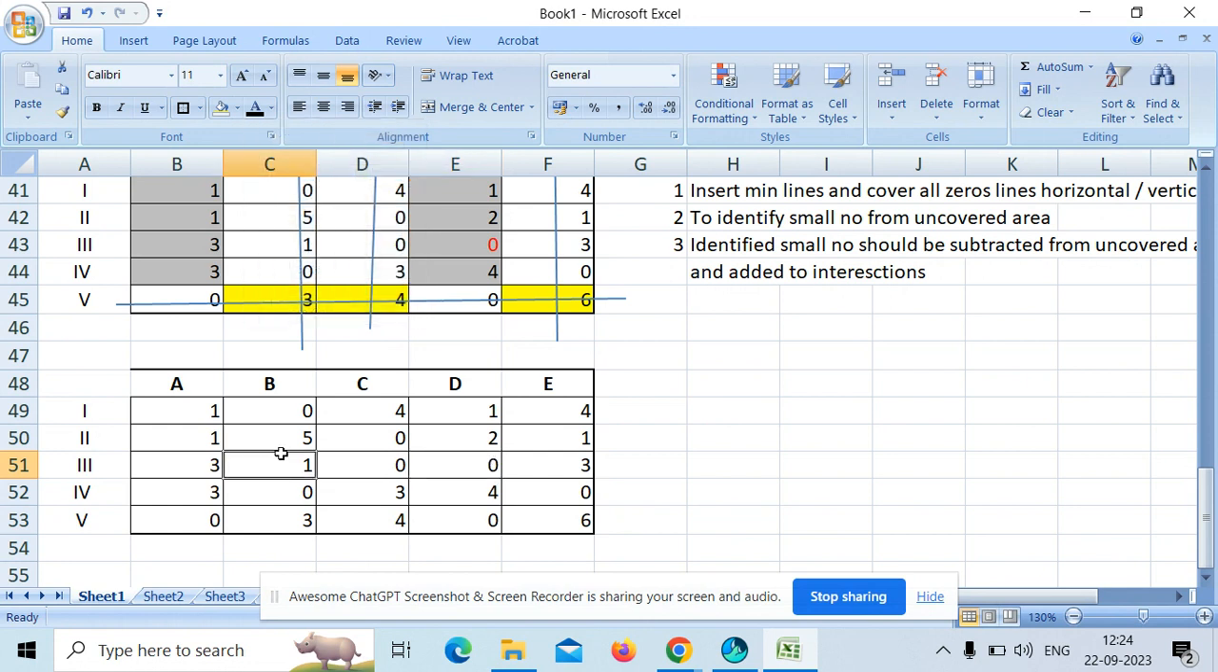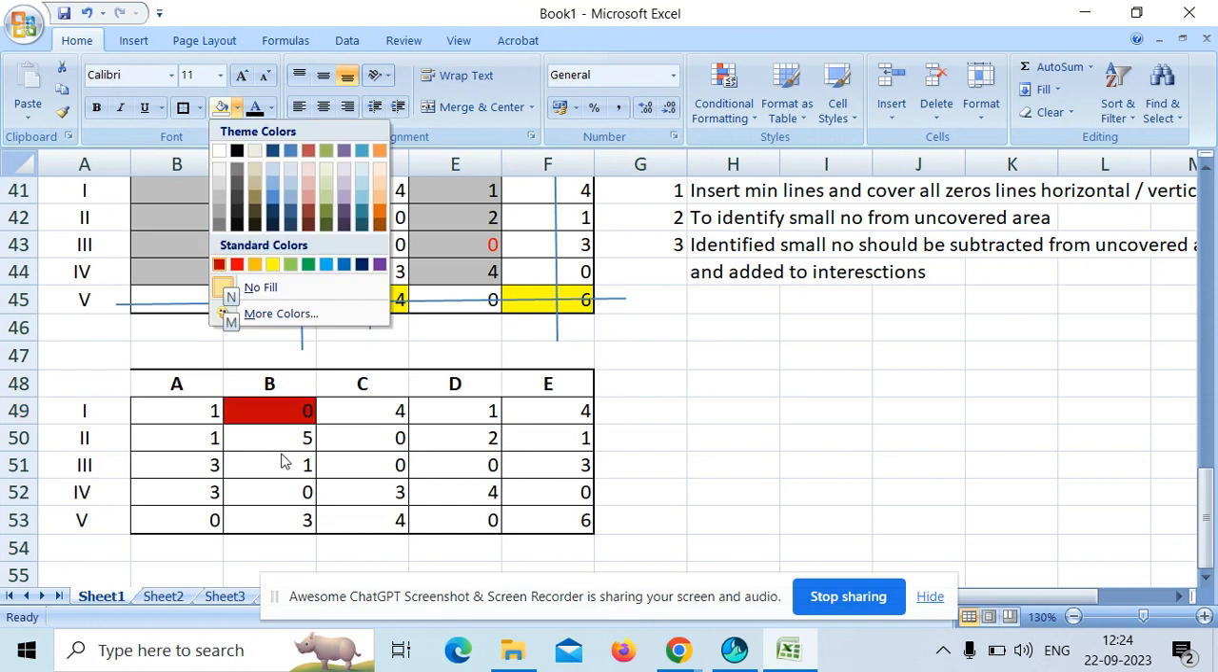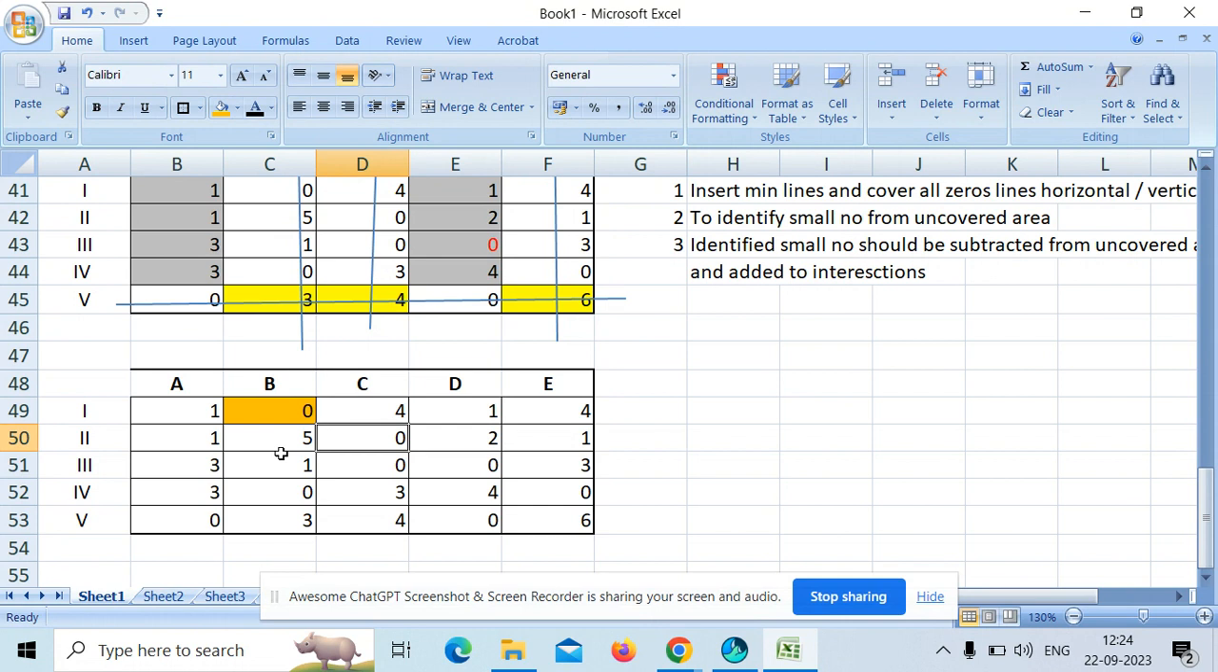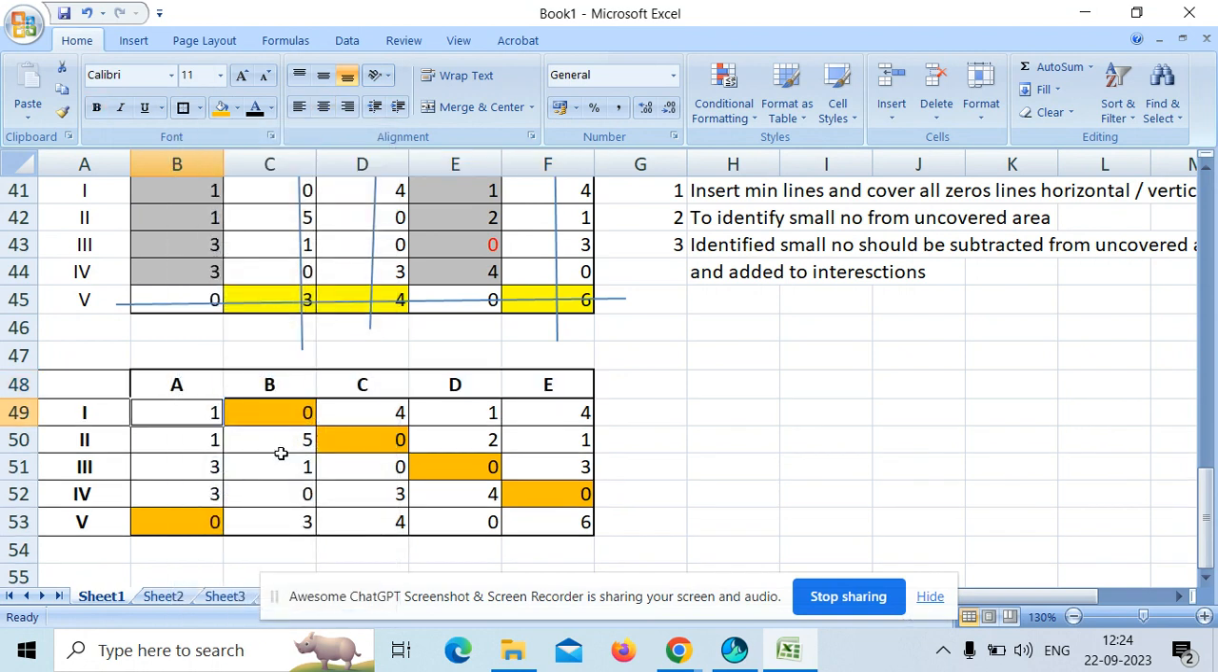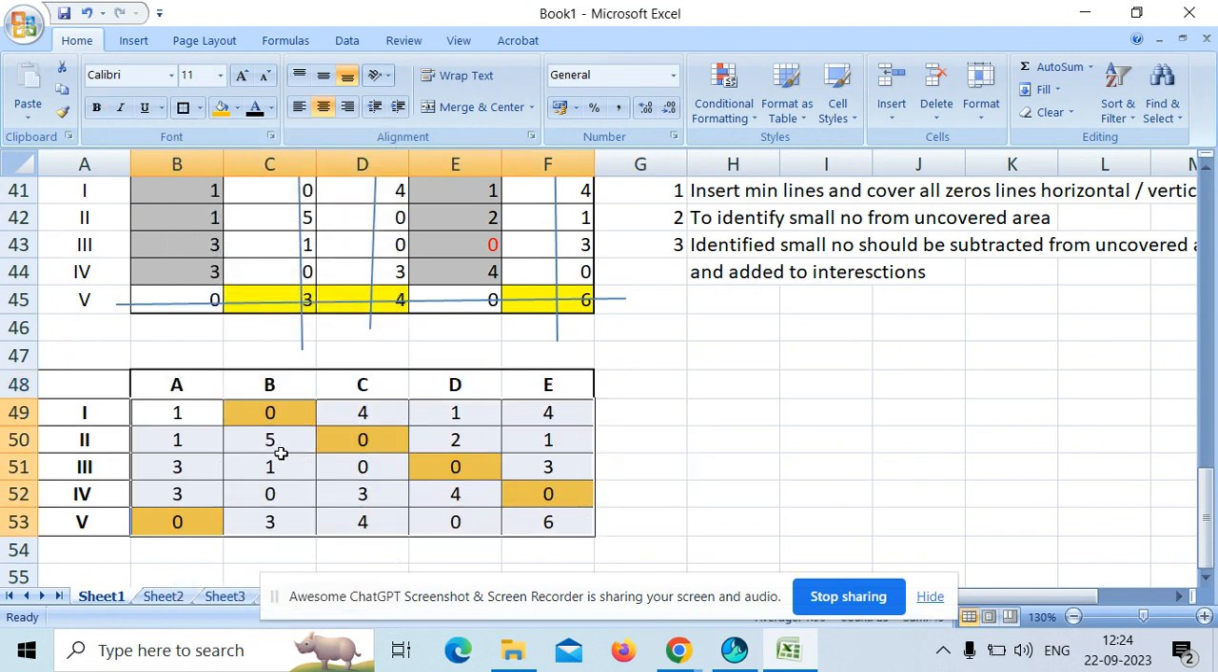Okay, now go back to 1, 0, 1, row 1 column. One minute. One, 0, 0, 5, 1, 0, 3, 4, 0, 0, 4, 1, 4, 4, 0, 6. Okay. 1, 0, 1 column. Here, go there. Here, go there.